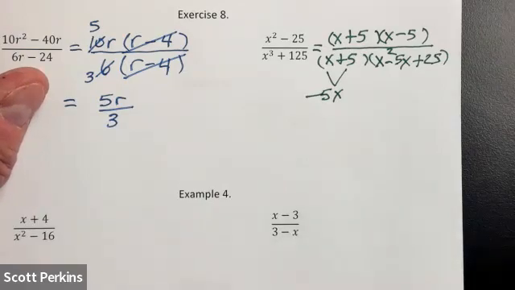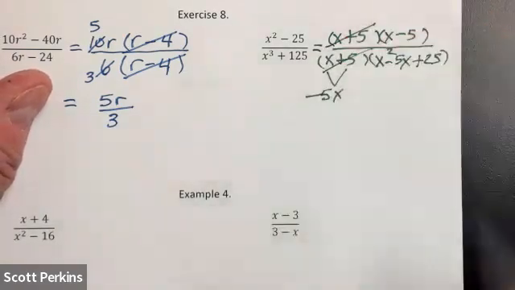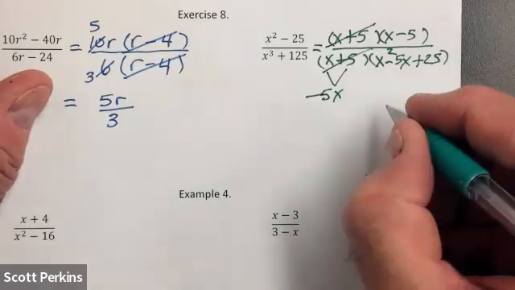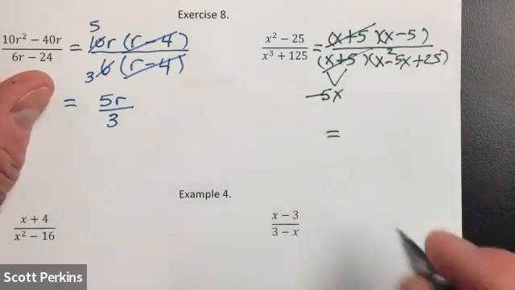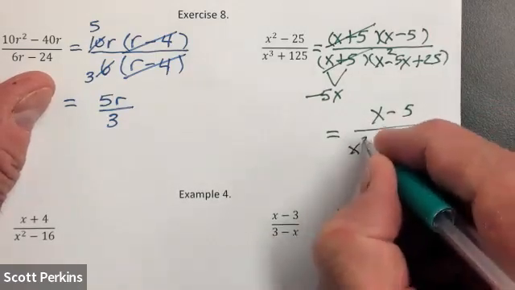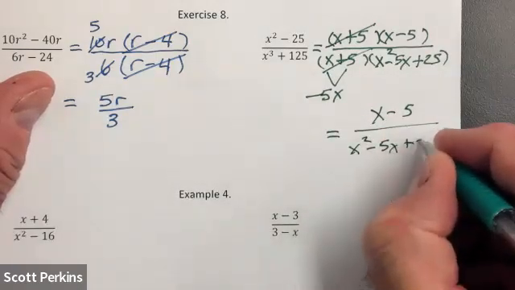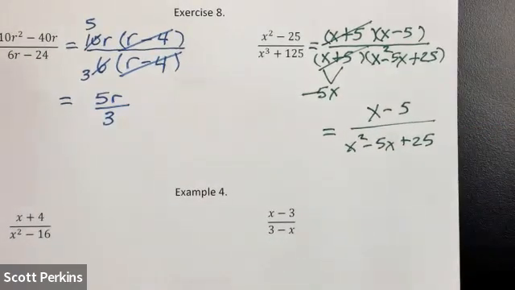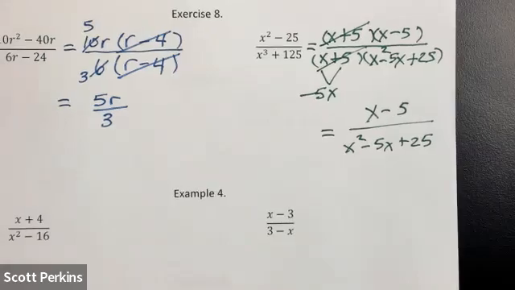And so now once we've done that, the x plus 5 is what's in common in the top and the bottom. The rest of that is all terms, and so I can't do anything else. So my numerator is x minus 5. The denominator is x squared minus 5x plus 25, and we're done. That's all there is to that problem.